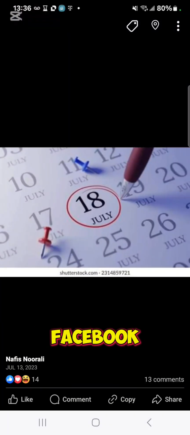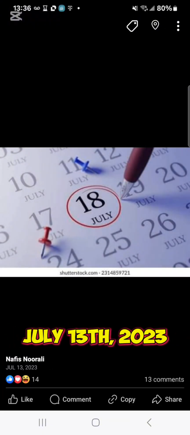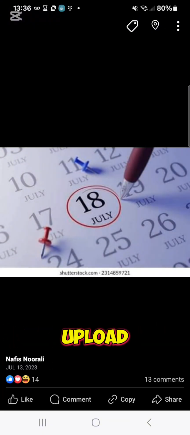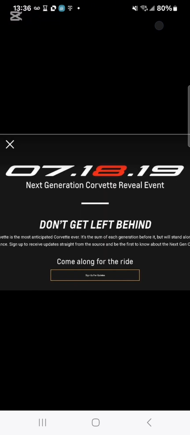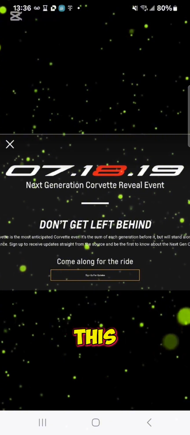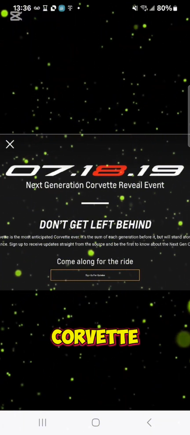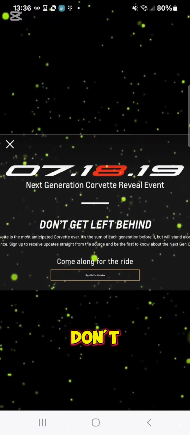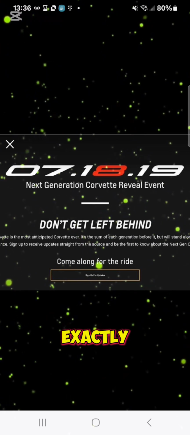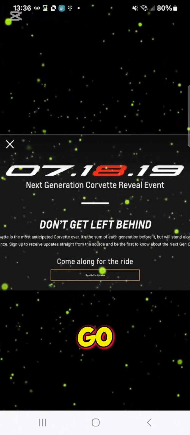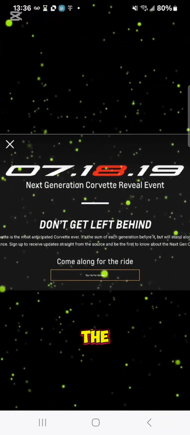Guys, here's my Facebook cover page that I uploaded. As you can see here, can't zoom in, but that is on July 13th, 2023. Why did I upload the date 7/18 back on July 13th of 2023? Let me show you. Not only did we have this little ad from Corvette pointing to 7/18, don't get left behind. Exactly on 7/18, go check out the videos, learn the calendars.